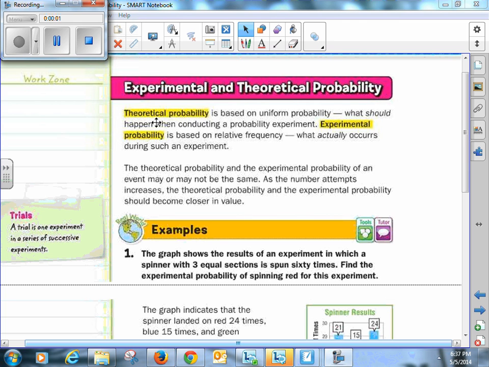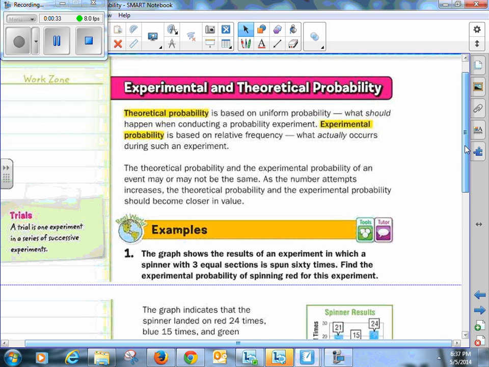Hi, this is section 9.2, theoretical probability and experimental probability. Theoretical probability is what should have happened in theory based on the laws of probability. This goes back to what we learned last section, and the fact that the theoretical probability is equal to the number of favorable outcomes divided by the number of total outcomes. Experimental probability is what actually happens when you conduct an experiment.